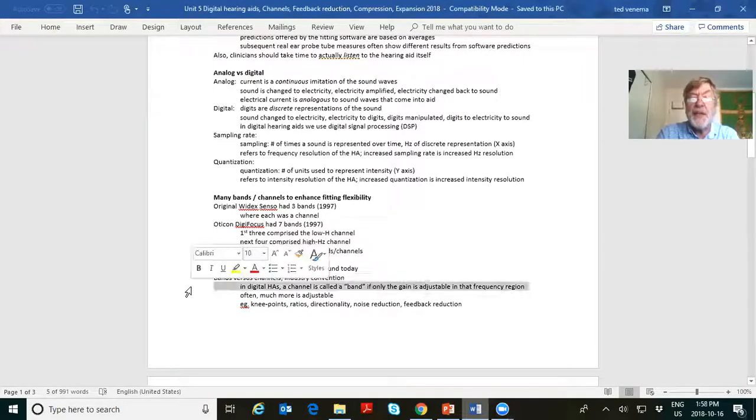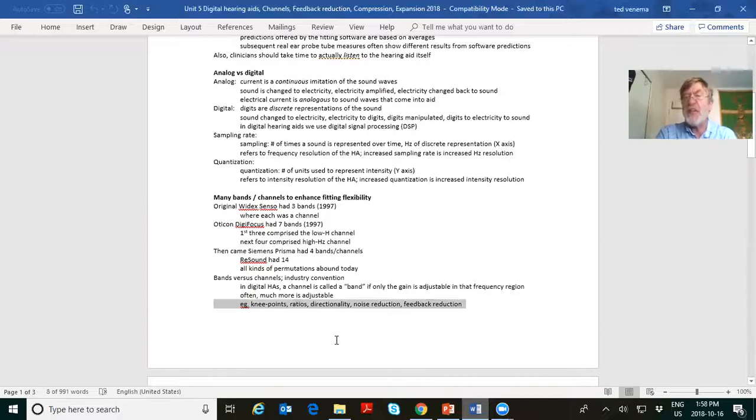In digital hearing aids, a channel is a band if only the gain is adjustable. Okay? But if more than gain is adjustable, in other words, if digital noise reduction is part of it, and directional mic behavior is part of it, and compression is part of it, and all that, if more is adjusted in a particular band, then it's called a channel. Okay? So you could have lots that can be adjusted. Knee points, ratios, directionality, noise reduction, feedback reduction, all kinds of stuff.